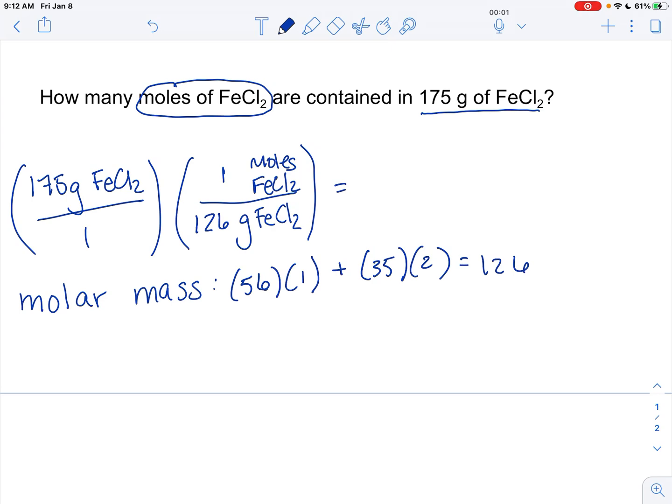And then we solve. We multiply everything across the top, everything across the bottom, and then we divide. That gives us 1.39. Our grams of FeCl2 will cancel, and so our units will be moles of FeCl2.